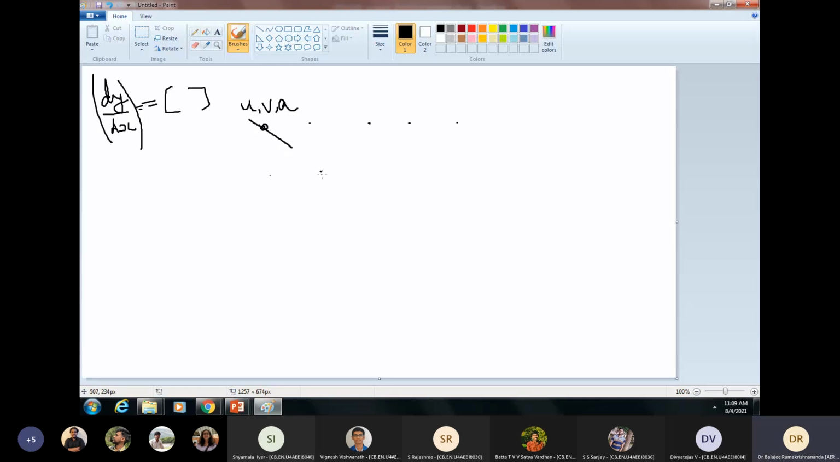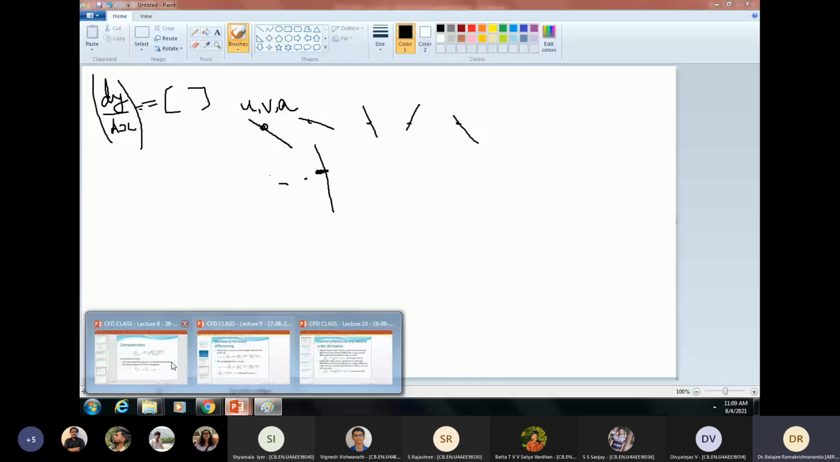When you come to this point, the direction may not be the same. It may be something like this. At this point, it may be something like this. At this point, again, it may be something like this, and so on and so forth. So at every point, the direction of this dy by dx is given by this right hand side here.